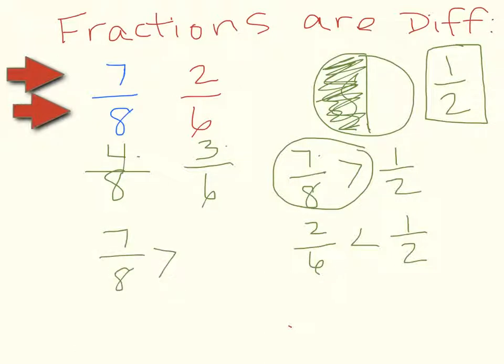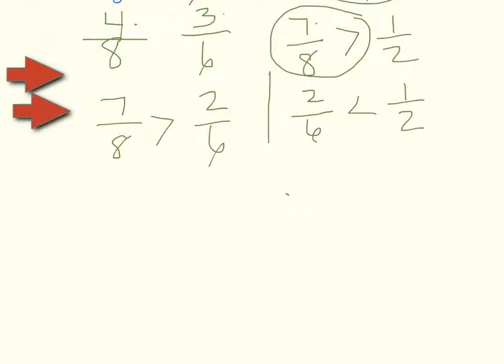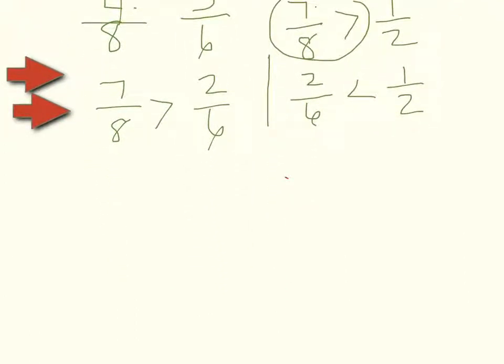It's bigger than 2/6. So I come back up here to my original problem, and I know that 7/8 is bigger than 2/6. Okay, what's another way to do this? Well, here's another way. Same problem. 7/8 is bigger or smaller than 2/6.